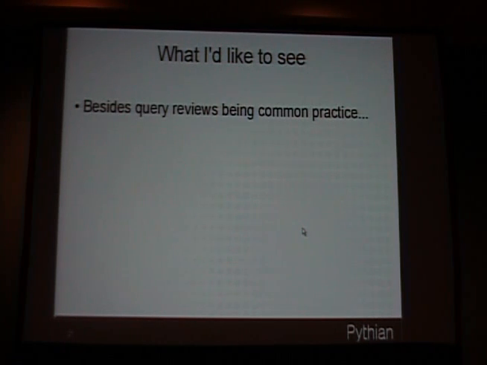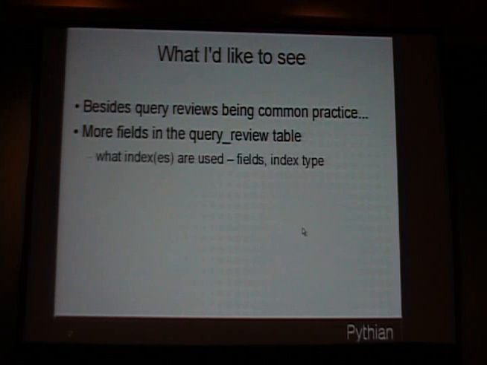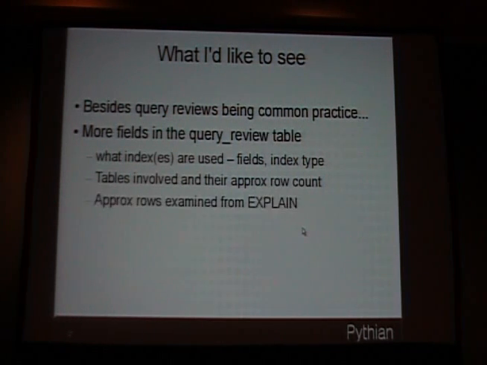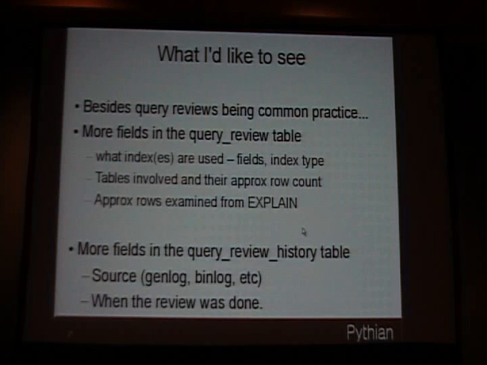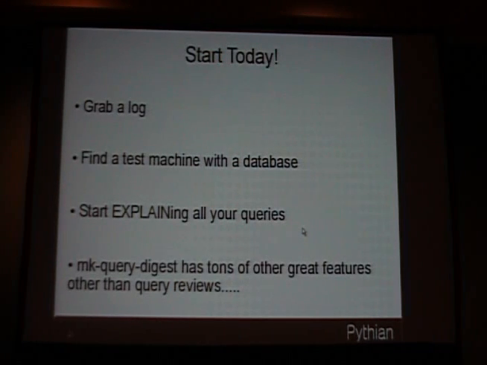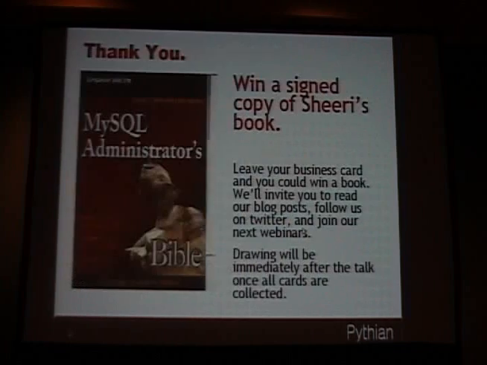So, we're almost done. Here's what I'd like to see besides query reviews being common practice. I'd like to see more fields in the query review table, like which index was used, and tables involved in their approximate row count, approximate rows examined from explain, which again you might get in the slow query log. More fields in the query review history table, like the source, whether this was from a gen log or a bin log, and when the review was done. So start today, grab a log, find a test machine or database, explain all your queries, and look at mk-query-digest because it has tons of other features that I haven't even gone into here.